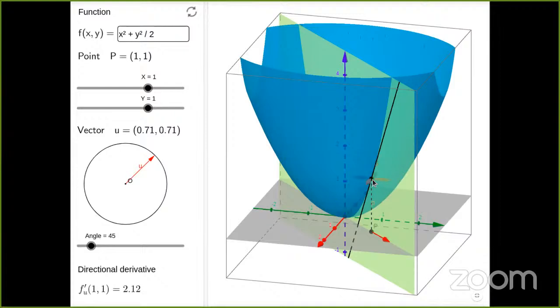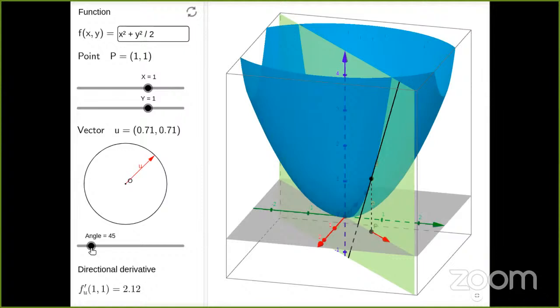So this is the point P. We consider this unit vector, which we have normalized. Along this direction, we have calculated how the function value changes. It is 2.12, but that is not the main thing I want to say. I want to see, if we change the unit vector and fix the point at 1, 1, how the directional derivative is changing. You can see how it is changing.